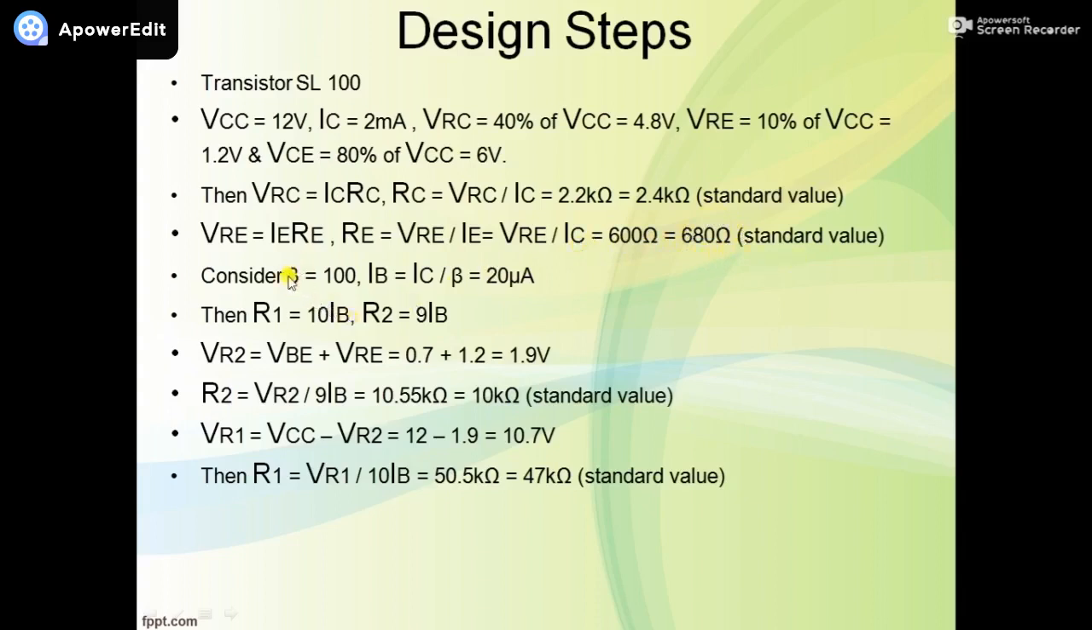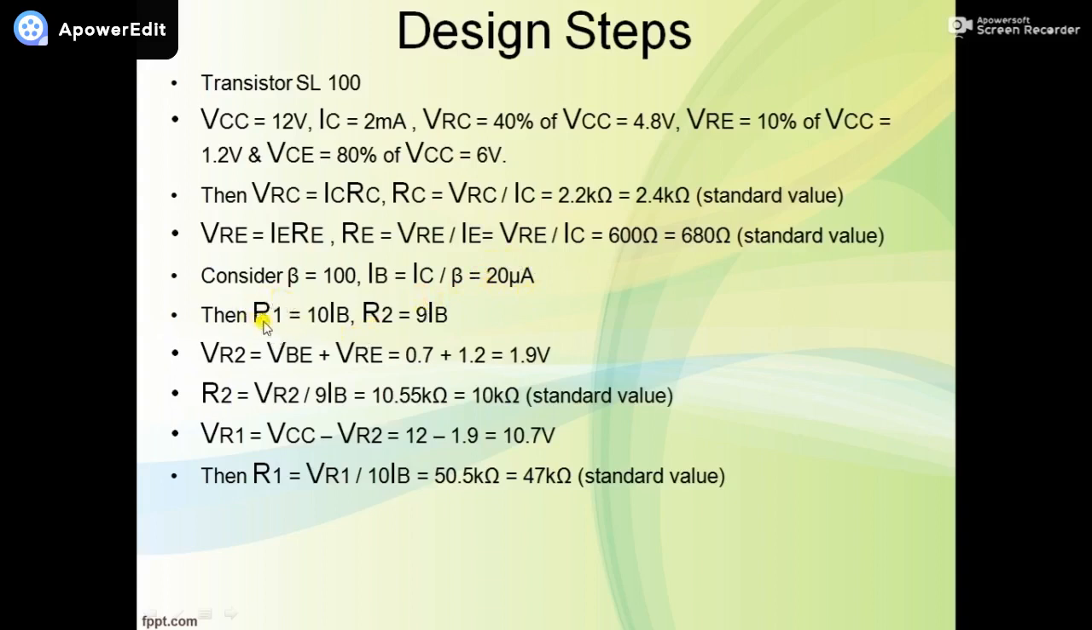Then consider the beta current gain factor. Beta is equal to output current IC divided by input current IB. So from this equation, IB is equal to IC divided by beta. So now we are getting IB is equal to 20 microampere.